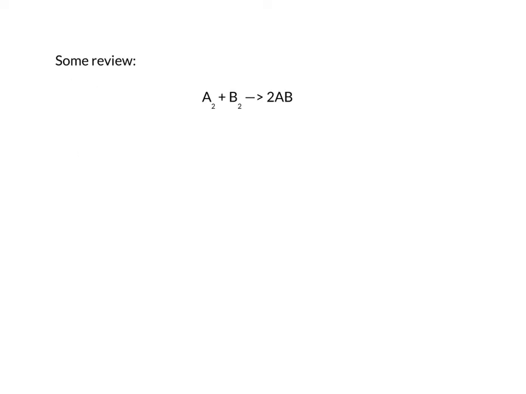So let's do a little bit of a review of what we talked about in class. Let's consider a reaction where I have A2 plus B2 reacting to form 2AB. In class, we talked about what needs to happen in order for this reaction to occur. If I have my A2 molecule and my B2 molecule, which I'm going to draw in blue, and then I'm forming two molecules of A and B where I have A bonded to B, like so.